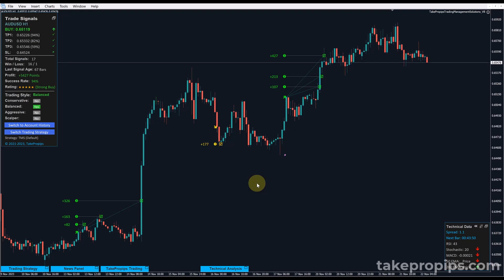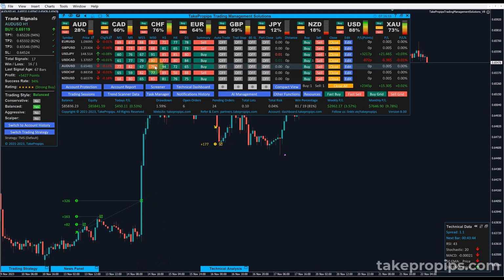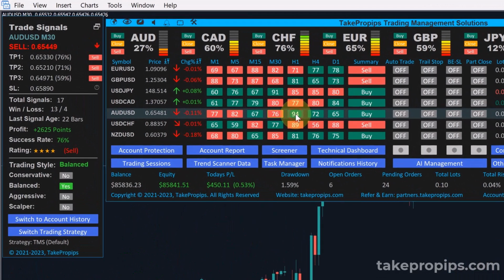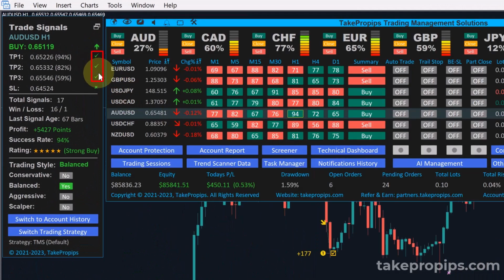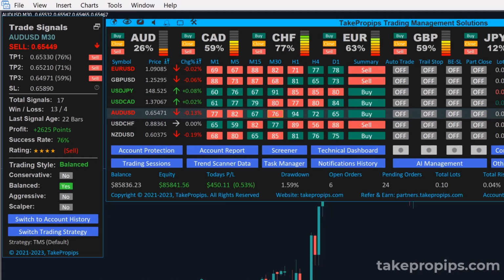You will also see a check mark or buy and sell buttons beside each TP, depending on whether the price has already reached its TP target. If the price has already reached this target, then it will show a check mark. If the price has not reached the TP target, then you will see a buy button for a buy signal and a sell button for a sell signal.